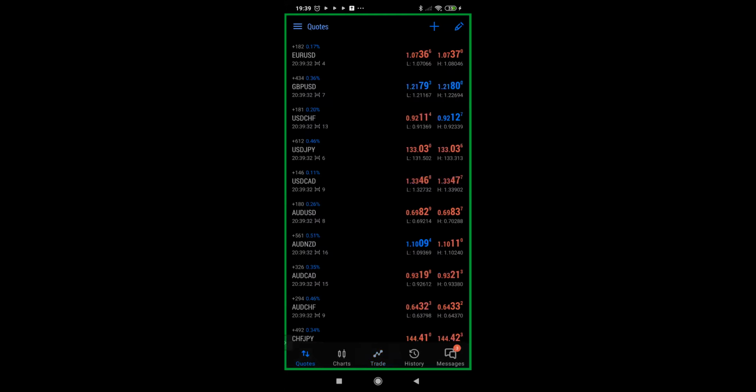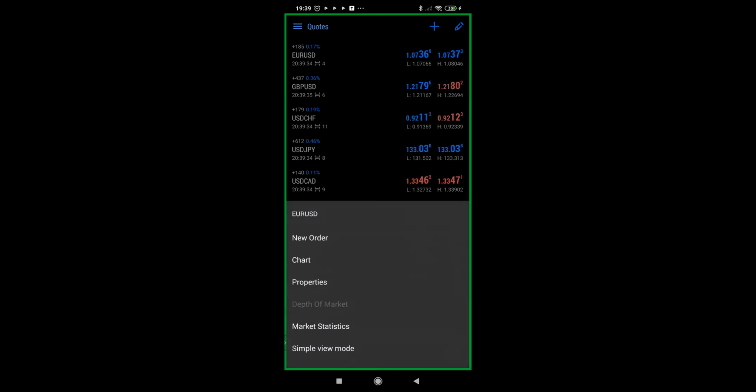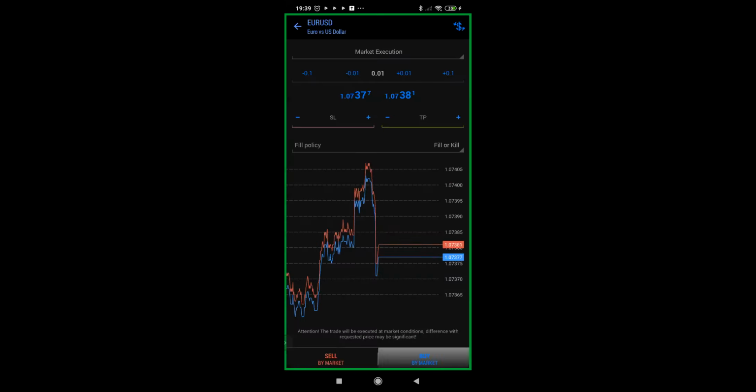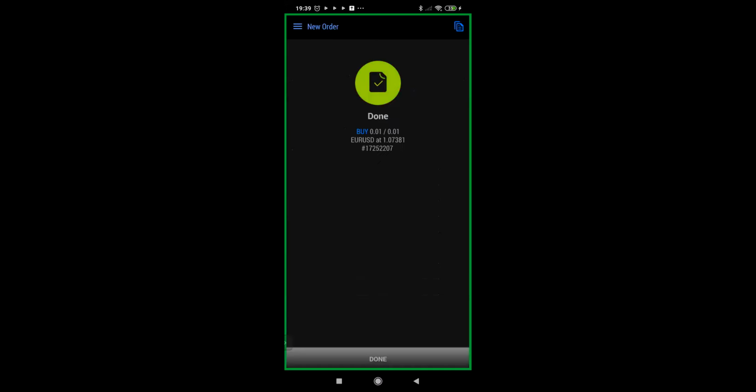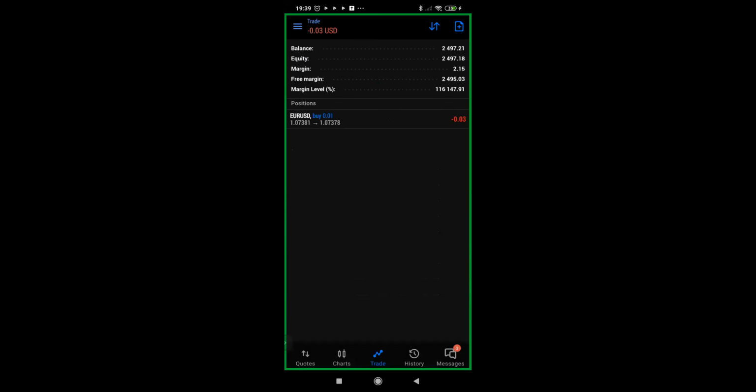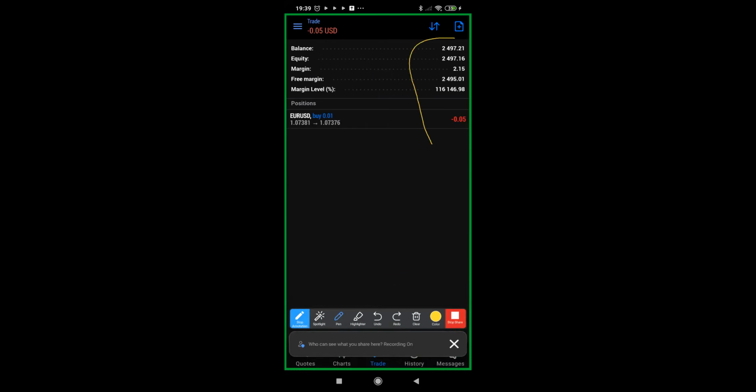On this trade tab here is where you see a list of all of your ongoing trades. Let me open another trade. Euro USD. Let's buy. So on the trade tab on your phone is where you see all of the ongoing trades. You also see your balance. You also see your equity and things like that.